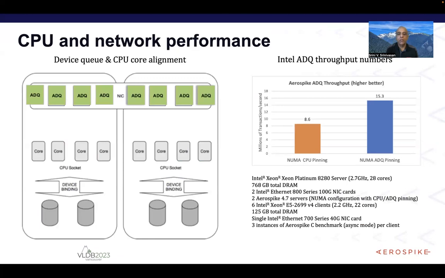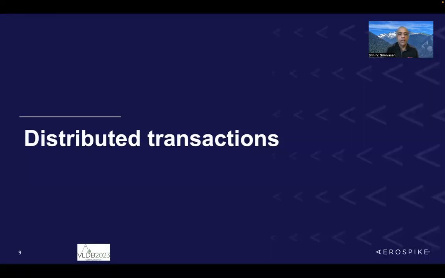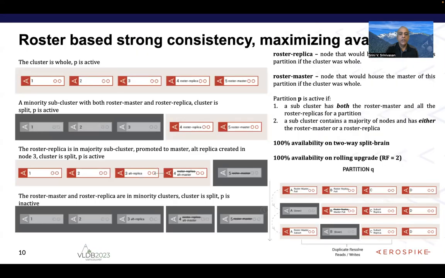For example, without the Intel ADQ setting, we were able to pump about 8.6 million transactions per second in memory through the system, while with the Intel we can pump 15.3. This is all on a single node, and you can see the configuration listed on the slide. Putting together both the scale up and scale out, we can implement distributed transactions a lot more efficiently and provide more availability in a strongly consistent system.